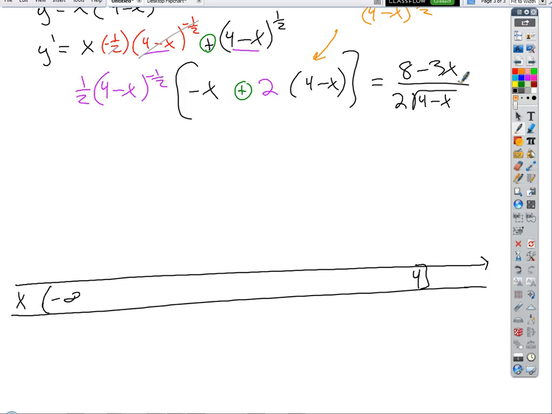Okay, questions? Okay, so now let's go to the next step. We'll come back and get our critical numbers later. So then we've got a quotient rule here, don't we?